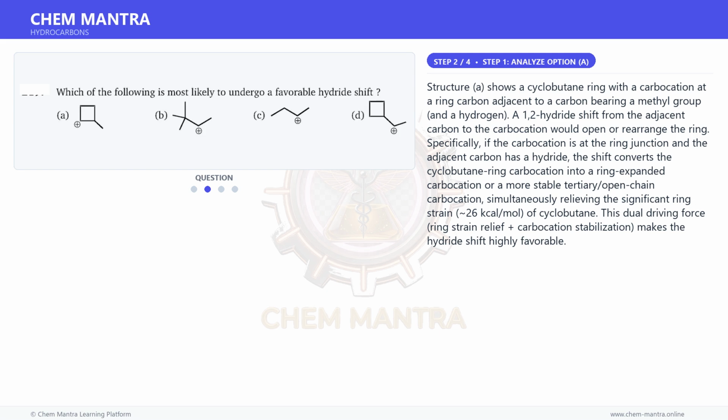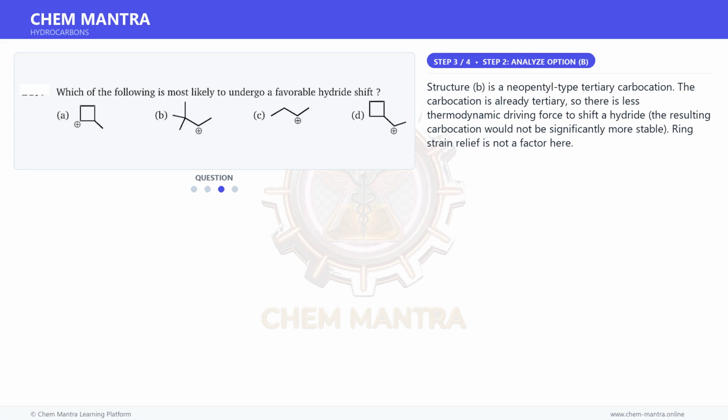the cyclobutane ring carbocation into a ring expanded carbocation or a more stable tertiary open chain carbocation, simultaneously relieving the significant ring strain, about 26 kcal of cyclobutane. This dual driving force, ring strain relief plus carbocation stabilization, makes the hydride shift highly favorable.